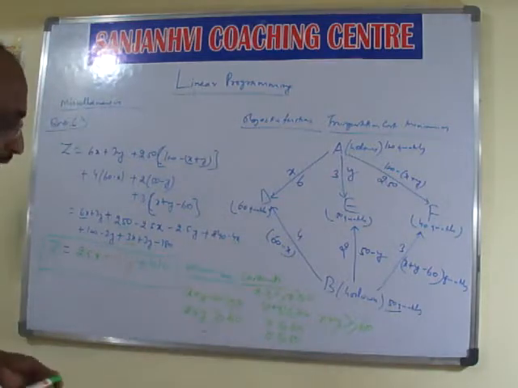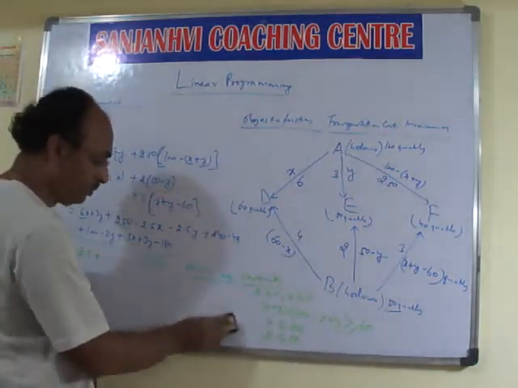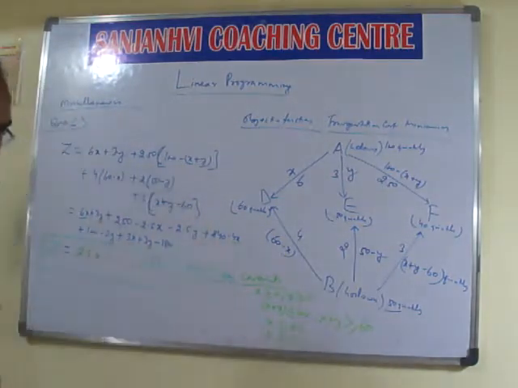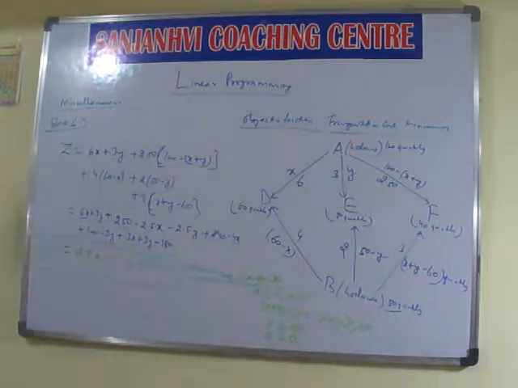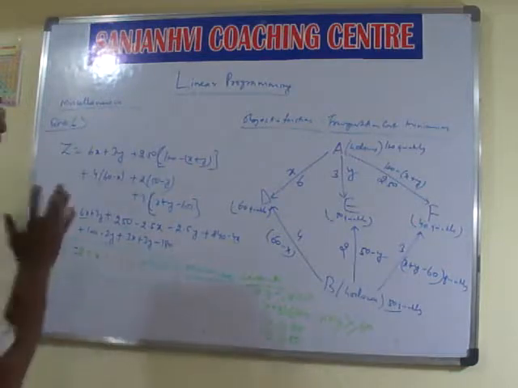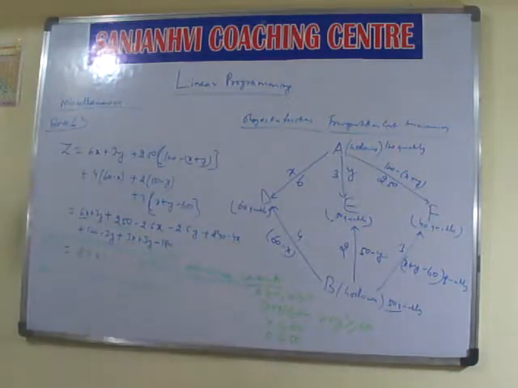While forming the constraints, please take care: we don't use the cost at all. Cost is there only for the objective function, cost to be minimum. Okay, here the other constraints are there. Now we need to draw the graph.